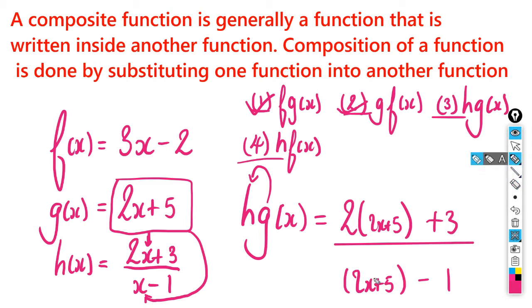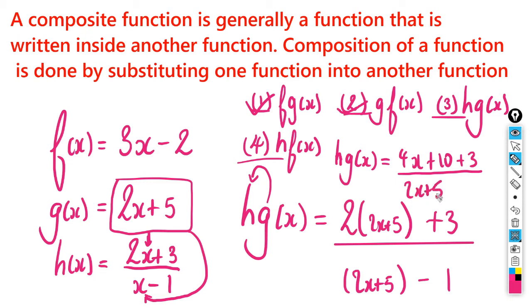So we're going to end up with, let me just write this down here, h of g of x being equal to this: 2 times 2x would give me 4x, and 2 times the 5 would give me plus 10, then plus 3, of course, and then I'm going to put a division sign, then 2x plus 5 minus 1, and 5 minus 1, of course, would end up being 4.